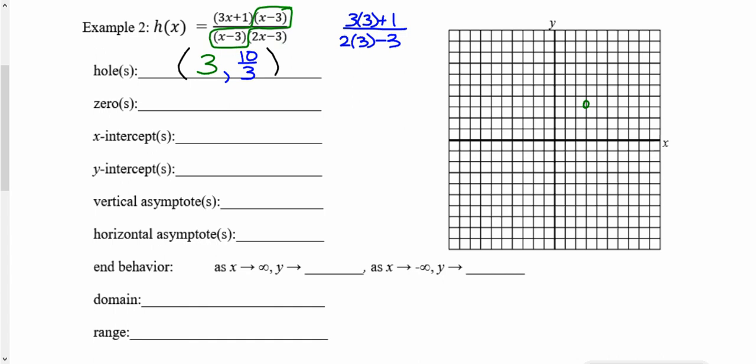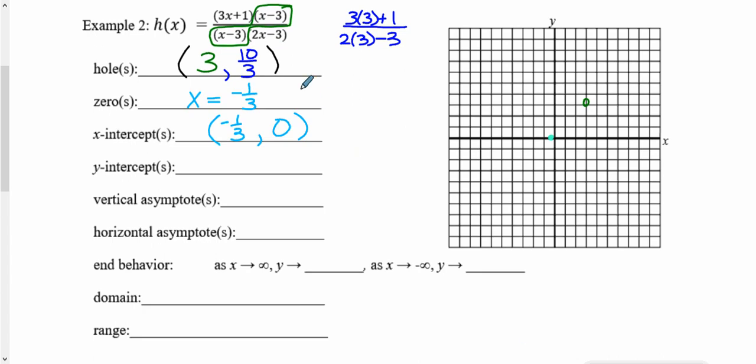I can find the zeros also without my calculator. The 0 happens when the top of the fraction equals 0 in the reduced form. So if the top equals 0 and x equals -1/3, I usually write zeros as x equals, whereas I write x-intercept, which is the same idea, in coordinate form. And then I went ahead and I plotted a point right here at x equals -1/3 on the x-axis.